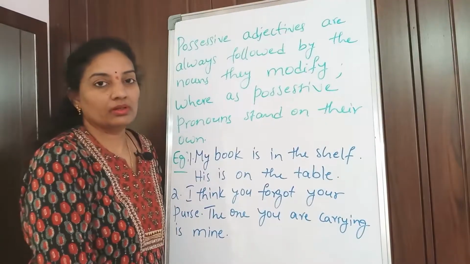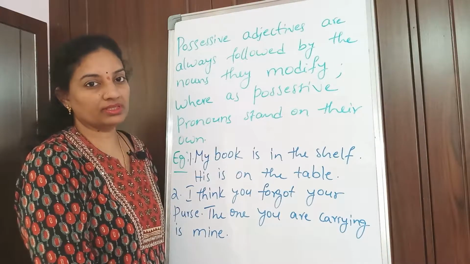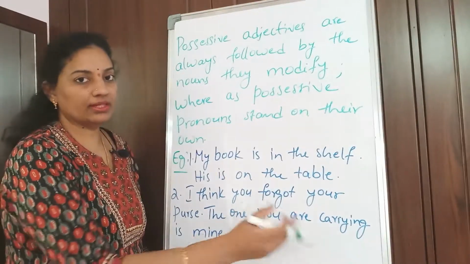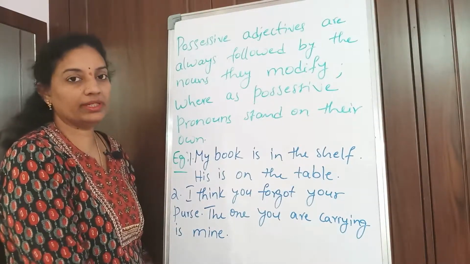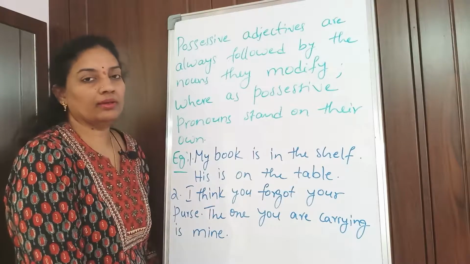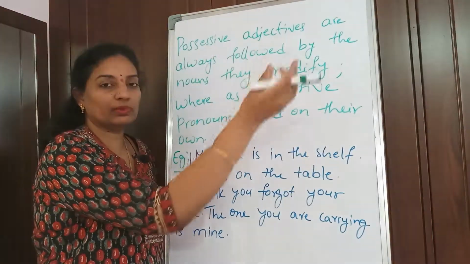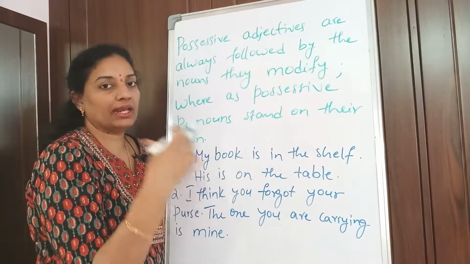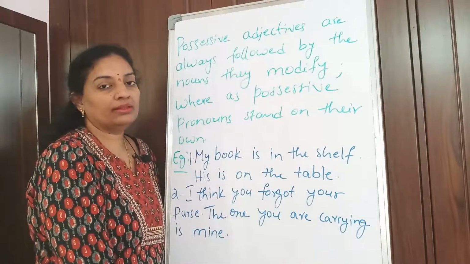Though possessive adjectives are often confused with or mixed up with possessive pronouns, the nature of them is entirely different from each other, as in the case of demonstrative adjectives and demonstrative pronouns. Their nature is so very different from each other. As a rule, adjectives are always followed by the noun they modify. The same is the case with possessive adjectives as well. Possessive adjectives are always followed by the noun that they modify, whereas possessive pronouns are independent. They can stand on their own. They replace the nouns completely. They are never followed by any noun.